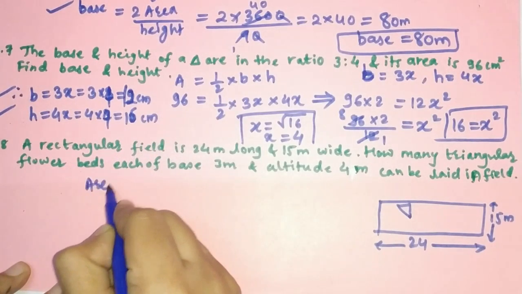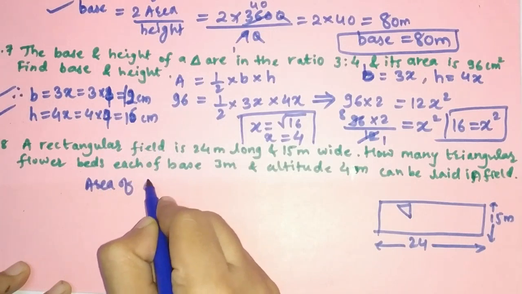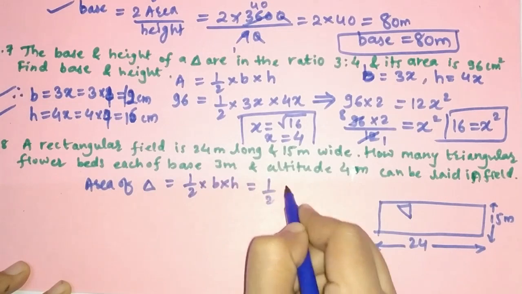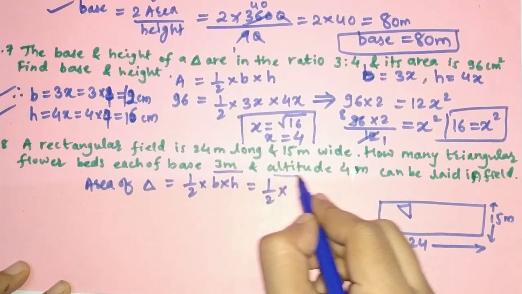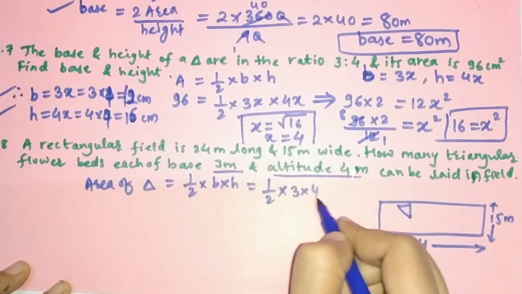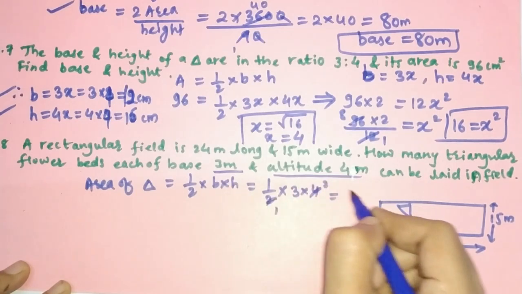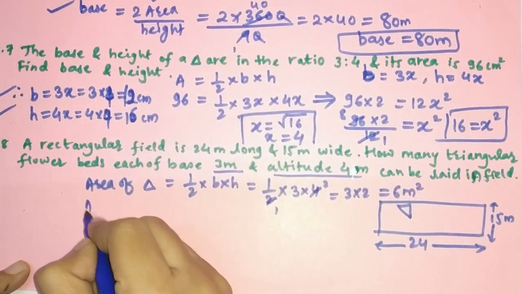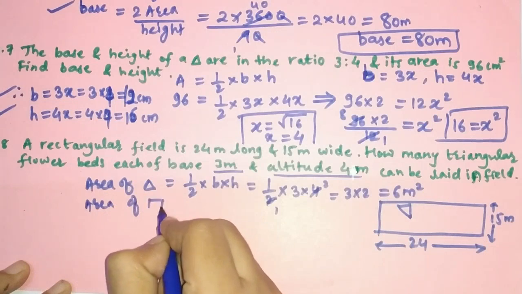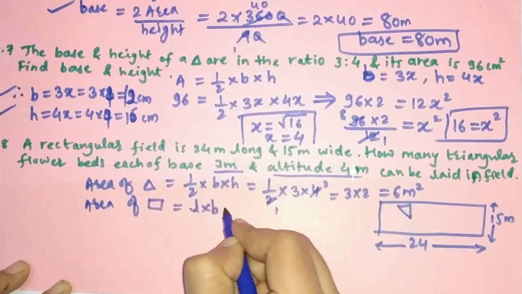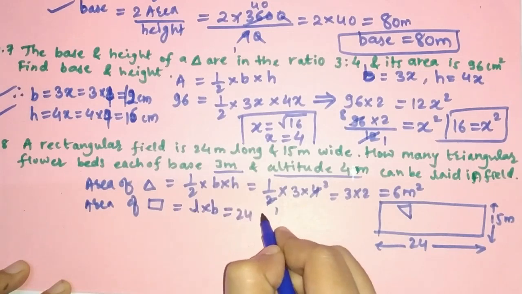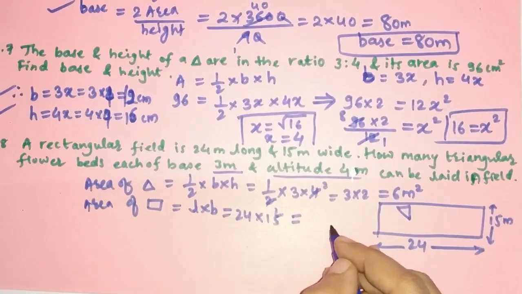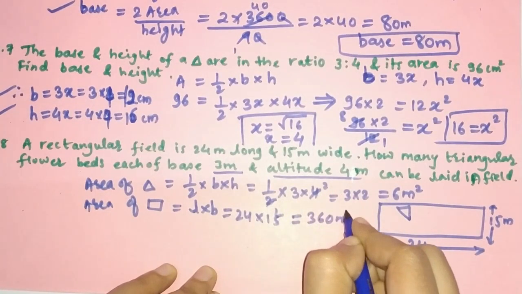the area of the triangle, which is equal to 1 by 2 base into height. So the triangle's base is 3 and altitude is 4. So 3 into 4 we'll do, 2 ones are 2, 2 twos are 4, and here we'll get 3 into 2, that is 6 meter square. Now the area of a rectangle is L into B. So we get 24 into 15. Okay. So we'll get here 360 meter square.